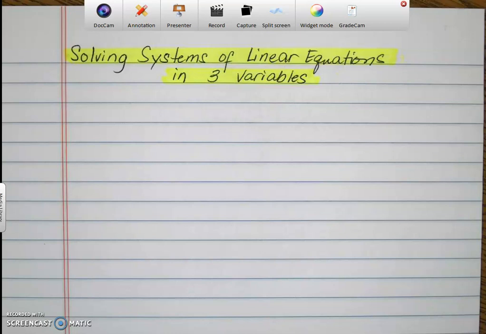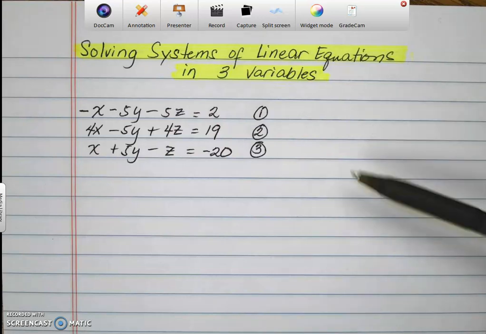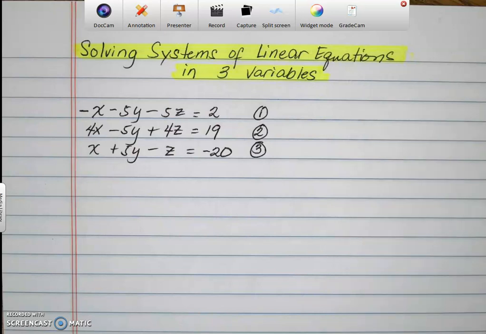So welcome back everyone. Today we're going to do solving systems of linear equations in three variables. Let's begin. All right, so this is our first example. And the very first thing that you want to do is to ensure that you number them on the side so that you don't get confused.